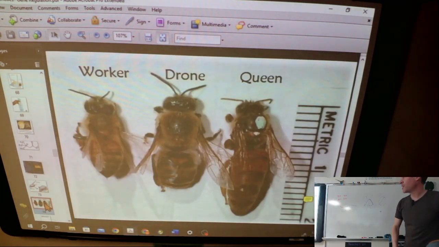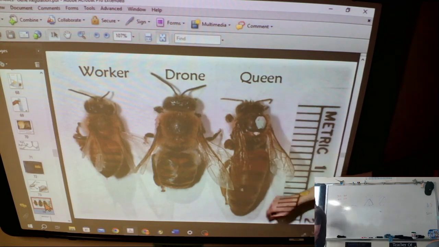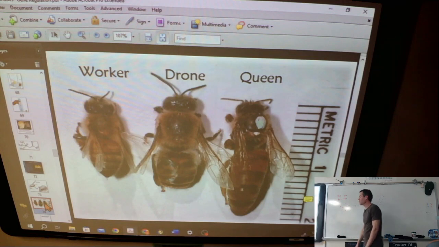Another example, turns out workers, drones, and queens are all the same. They're clones. I didn't know that. So the queen, I don't know how they decide, but they decide who's going to be the queen. And if they screw up and make two queens, then the queens fight to the death, and the winner's the queen bee.